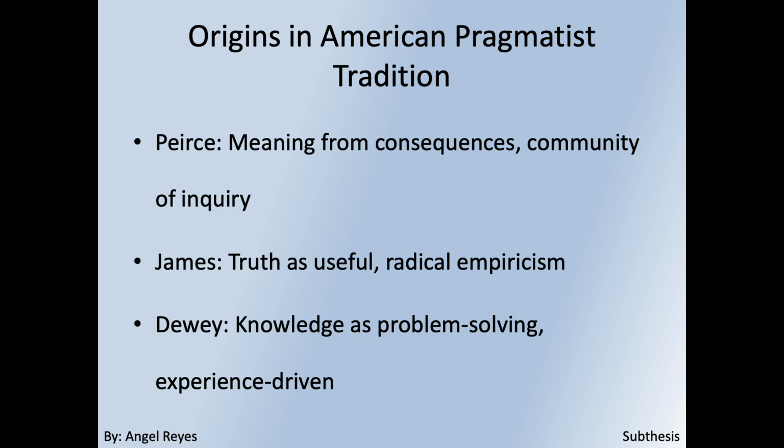Pragmatism has deep roots in American philosophy, primarily through the work of these influential thinkers and more. Charles Sanders Peirce established the foundation of pragmatism by arguing that the meaning of a concept derives from its practical consequences. He also emphasized the importance of community in the inquiry process. William James expanded pragmatism by suggesting that truth itself should be understood as what proves useful in practice. His concept of radical empiricism acknowledged both objective and subjective aspects of experience.